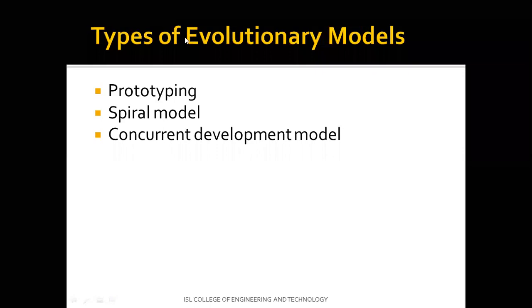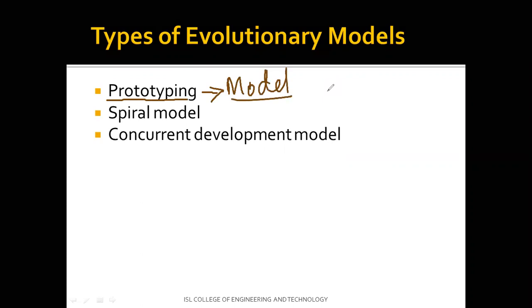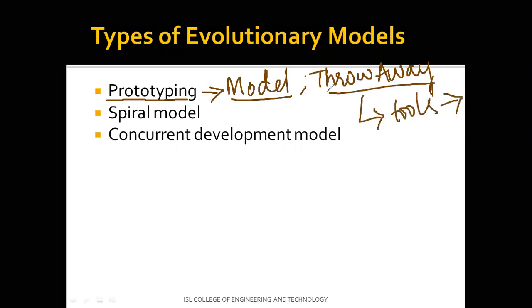Now, there are three types of evolutionary process models. The first model is called the prototyping model. Now, the word prototyping means that you're going to create a model. Prototyping means developing a particular model. Another name for prototyping is the throwaway model, because here it is not a complete version, it is just a representation, just a model. That is why it is also called a throwaway version. In a throwaway version, you might completely discard whatever you have developed and start again from the beginning, or else you might use a few tools from it within your complete version of the software.